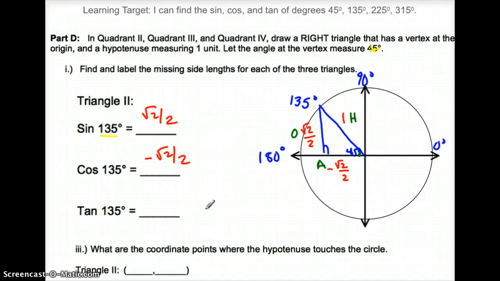And then my tangent, I've got O divided by a. So a positive radical 2 over 2 divided by a negative radical 2 over 2. So it's still a number divided by itself, it's just that one of them is negative, so that means my tangent's just going to be negative 1. And when I think about the value at this point where the hypotenuse hits the circle, my x value, I went back radical 2 over 2, so negative radical 2 over 2, comma, how much I went up to reach that point, radical 2 over 2.